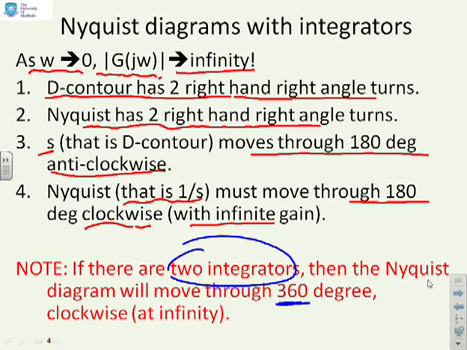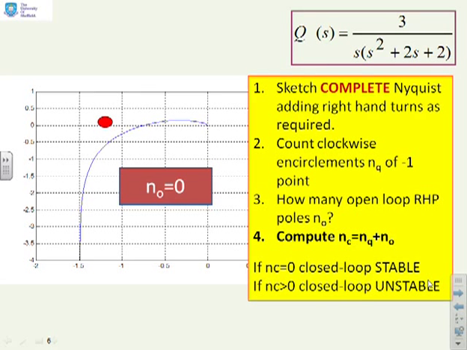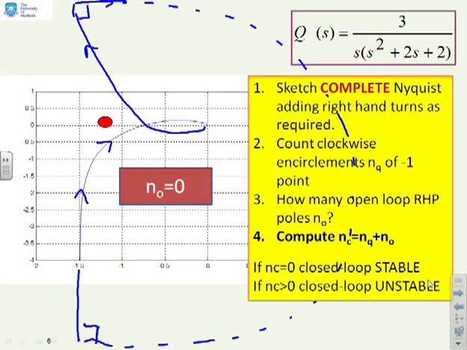Let's move to the examples then. We're going to apply the Nyquist stability criteria to several examples, and hopefully by the end it will be clear how you do it. Example 1 then: G equals 3 over s times (s squared plus 2s plus 2). Well, step 1, as ever, is to complete the Nyquist diagram. So we've got to add our mirror image and then add our right-hand turn. So first put the arrows in the direction of increasing frequency, and that way you'll make sure that you get your right-hand turns the right way. Do your 180 degree rotation at infinity, so it's a clockwise rotation, and you'll see that's what we've done there.